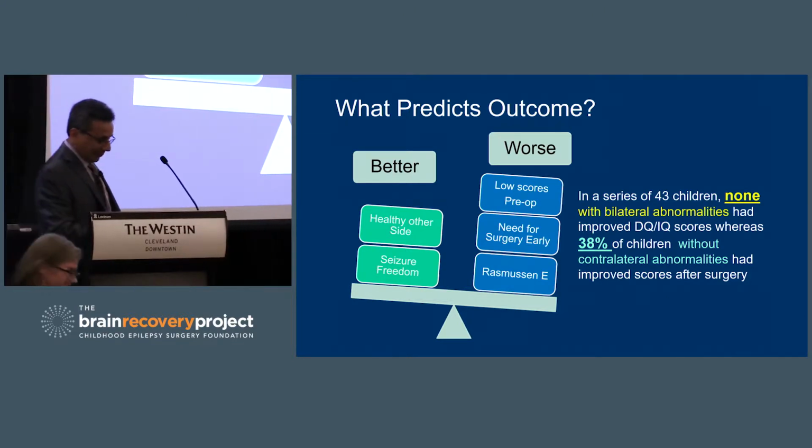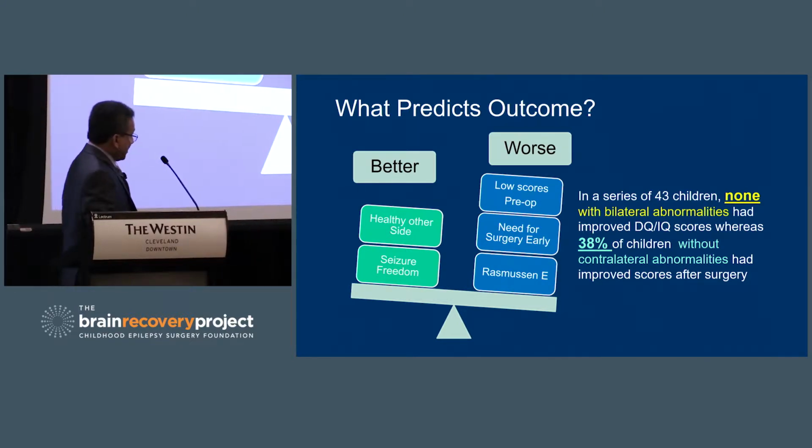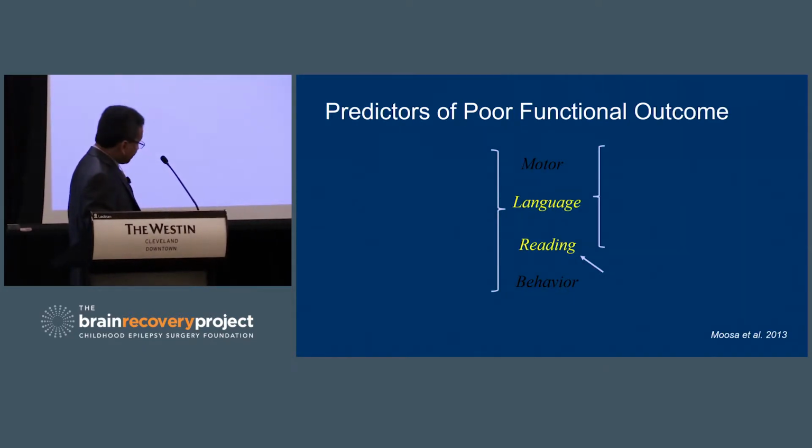Arrows on the sides. Okay, thank you. In a study of 43 children, none of the children with bilateral abnormalities had an improvement in the outcome, whereas 38% without contralateral abnormality, especially if they are seizure-free, had improved scores after surgery.